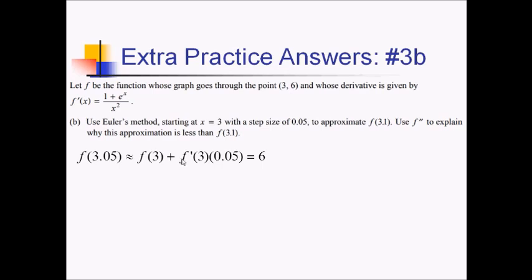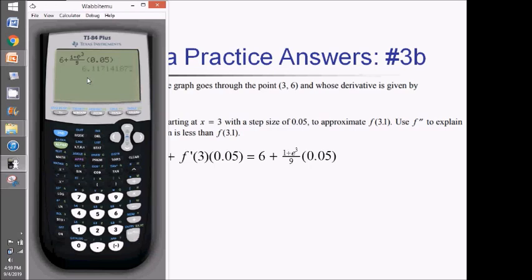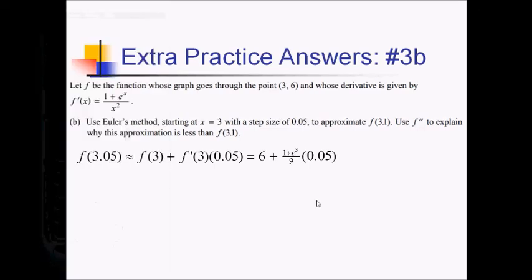And then f prime of 3, I'm going to have to plug 3 in here. So I've got 1 plus e to the third over 9 times 0.05 then. And let me just get a decimal value now. This is a calculator problem. So plug in all that in. We get about 6.1171. I'm going to take it out to 4 decimals here for accuracy.